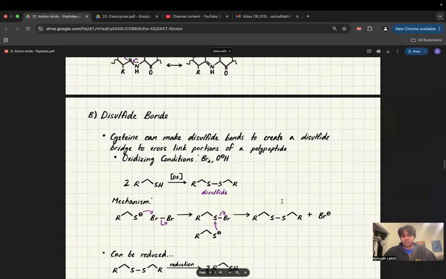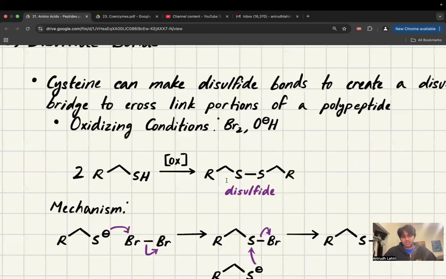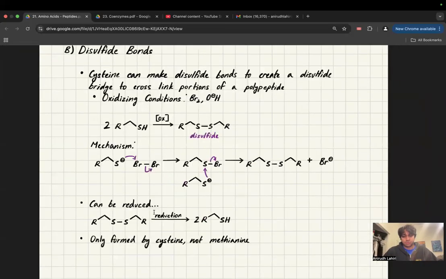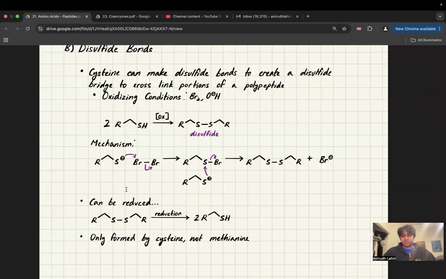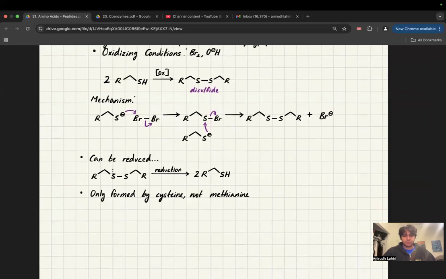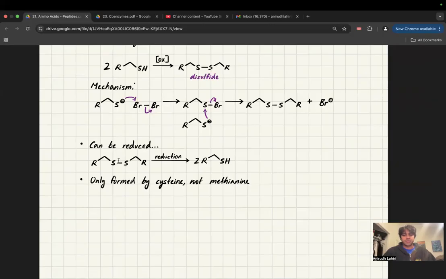Disulfide bonds. Cysteine can make disulfide bonds to create a disulfide bridge to cross-link portions of a polypeptide. We have some oxidizing agent. We can go from SH to SS. The mechanism is as follows. It's pretty standard stuff. Cool. We can also go backwards. We can reduce it into RSH.